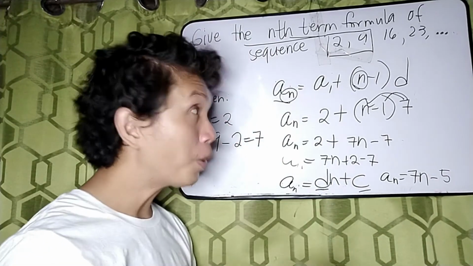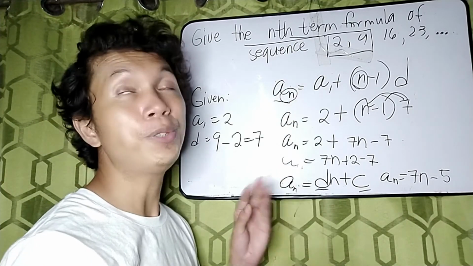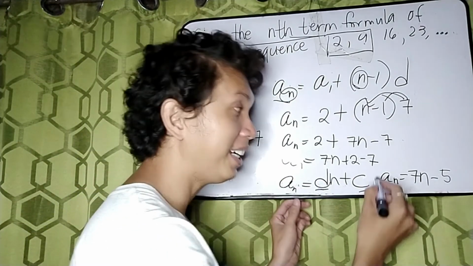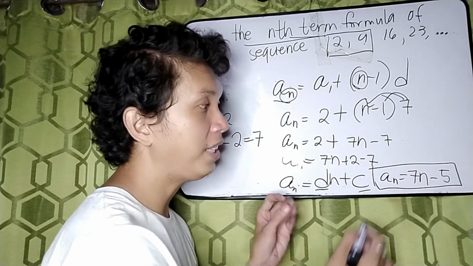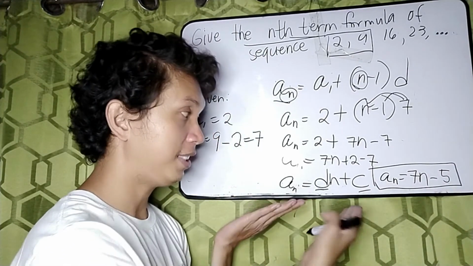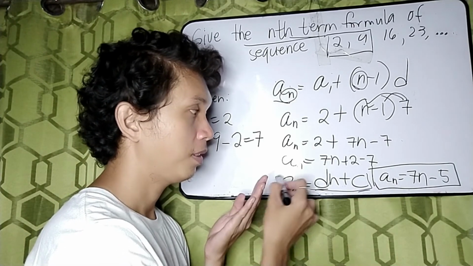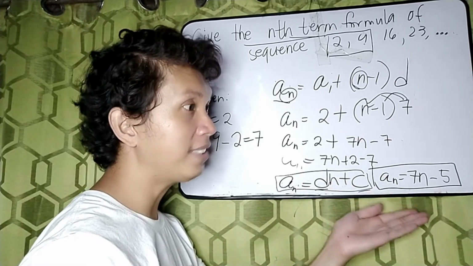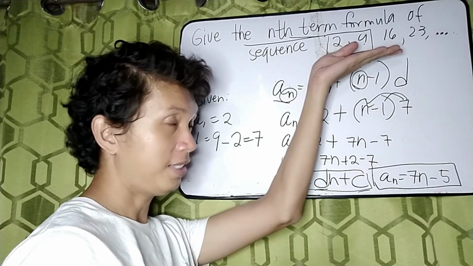5. So our nth term for the arithmetic sequence 2, 9, 16, 23 is a sub n equals 7n minus 5. See, the format is the same. So that is our nth term formula, or our explicit formula, for this sequence.